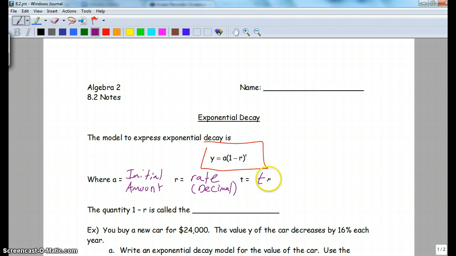And T is time. Now, time can be in whatever it says. It can vary. All right, it could be years, it could be seconds, it could be minutes, it could be eons. However long an eon is, that's more of a relative thing. Anyways, the quantity 1 minus R is called the decay factor. Decay factor.